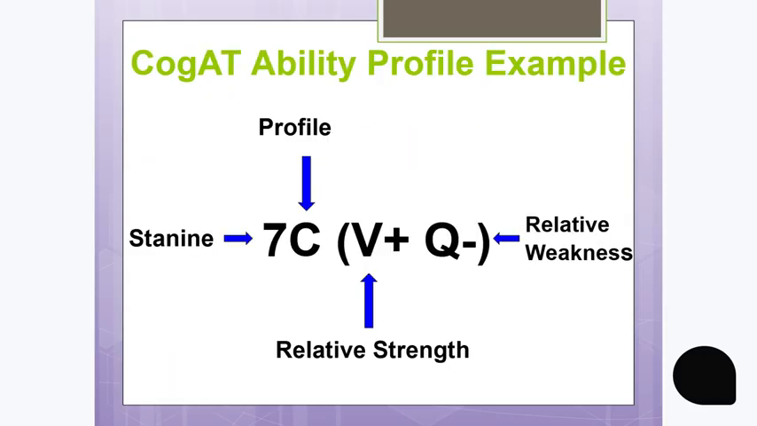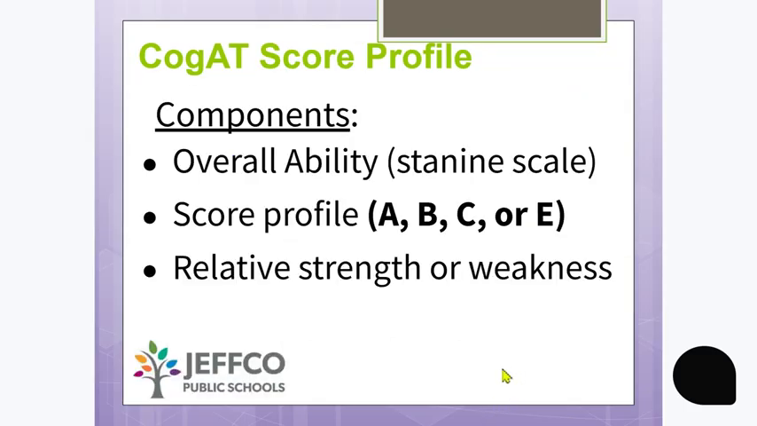When you look at the CogAT ability profile, you will see a number, which is the stanine, the profile, which is a letter, and your student may or may not have a relative strength or a relative weakness. You will find this down in very small print on your CogAT student profile. So these components of the score profile show the overall ability, or the stanine scale, the score profile, which is the A, B, C, or E letter you see next to the number, and a relative strength or weakness if your student has one of those.